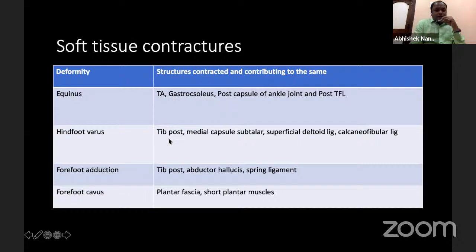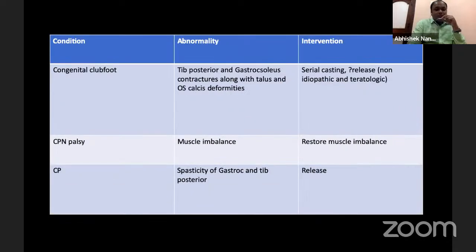With the hindfoot varus, it is the tibialis posterior which is contributing, the medial capsule and the calcaneofibular ligament. The forefoot adduction is created by tibialis posterior, abductor hallucis, and spring ligament. And the forefoot cavus is created by plantar fascia contraction and short plantar muscles. So what are the conditions, the abnormalities, and how do we go about it?